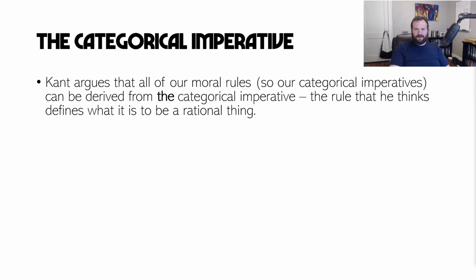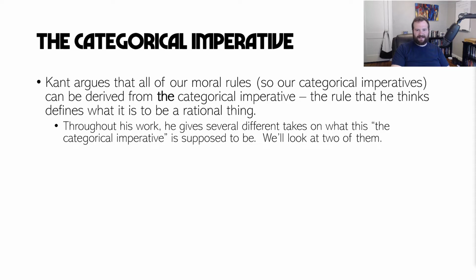Okay, so Kant thinks that there's really just one moral rule. There is the categorical imperative. Now he gives a few different takes on what the categorical imperative is, right? Now he argues that they say the same thing, but many people think that that's not true.